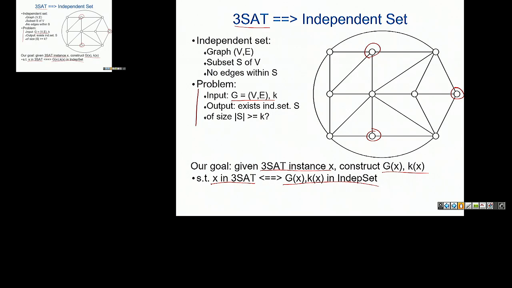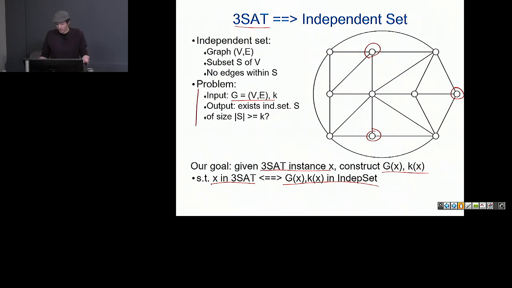So I'm given any Boolean formula in conjunctive normal form where the clauses have size 3 or fewer, and I want to construct some graph and some integer k so that that original formula is satisfiable if and only if that graph has an independent set of size k. If I could do that, and I could construct this in polynomial time, then it would be done. Does that make sense?